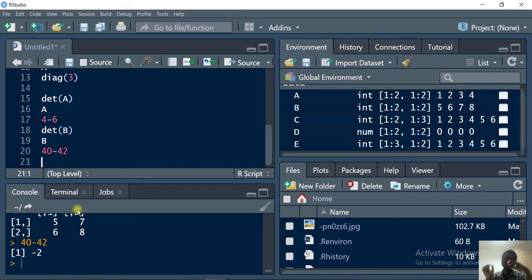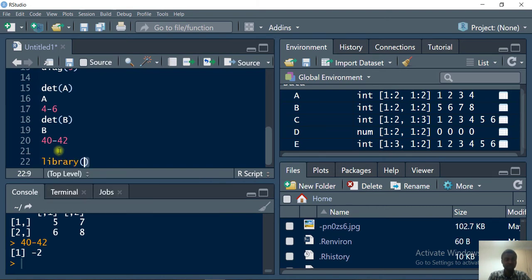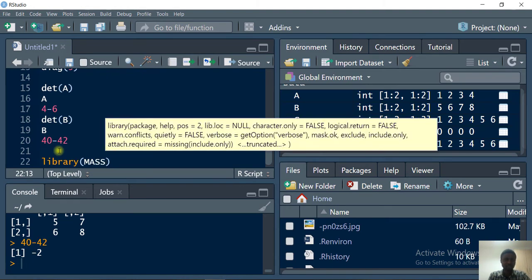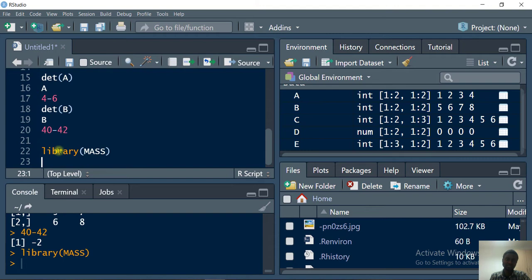And why are we doing some of these things? Because I would also talk about the concept of adjoint, the adjoint of a matrix, as we proceed in this particular video. But before we go into adjoint, I'm going to load a package called MASS. By default, it should be there. The essence is I want to use a function from that package called ginv.